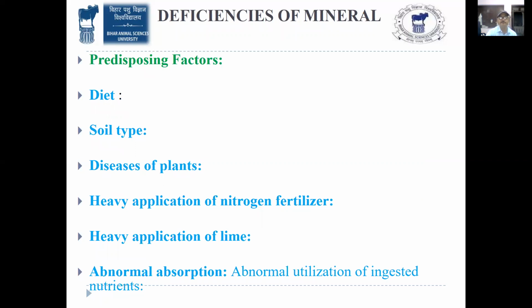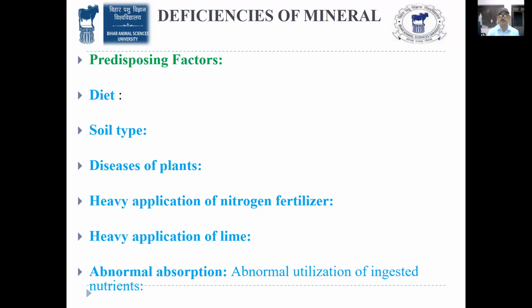Predisposing factors: there are many predisposing factors of mineral deficiency, such as diet. The assessment of diet can disclose the level of particular minerals, and supplementation of those minerals can prevent the disease prior to its occurrence. Another factor is soil type. A study of soil types may predict mineral deficiency, and preventive measures can be adopted before and after the occurrence of the deficiency disease.